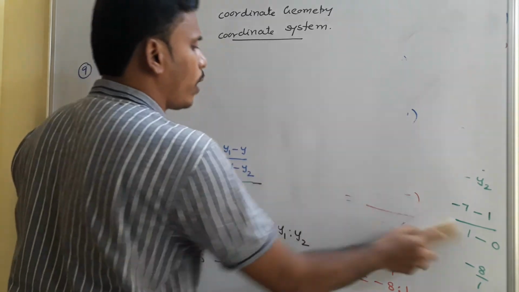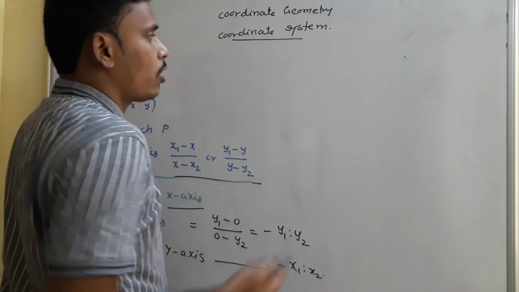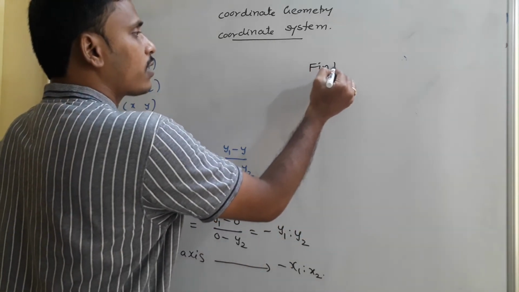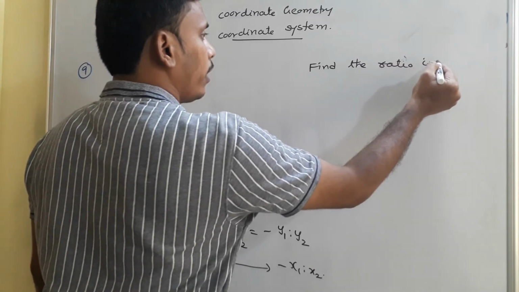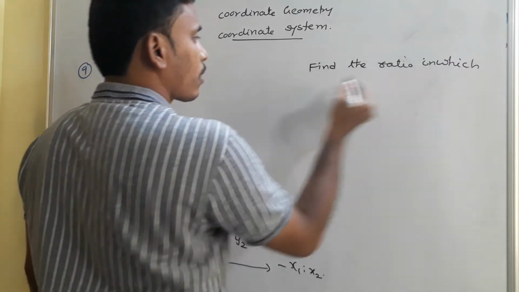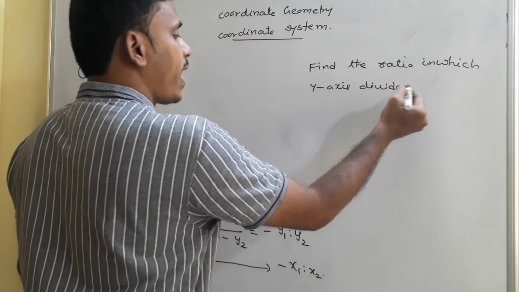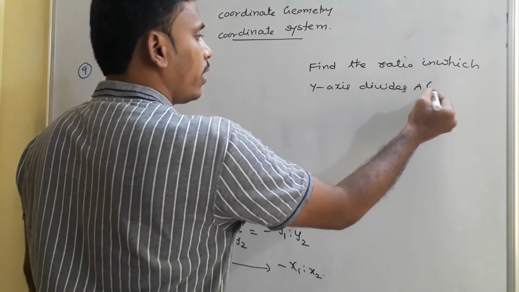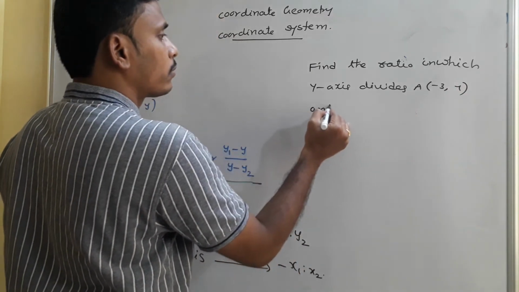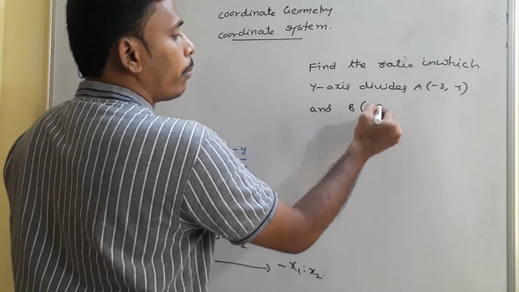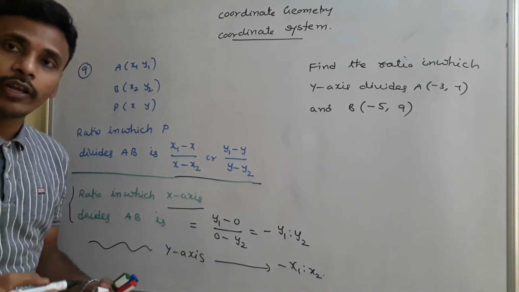Suppose again I will give you one example. Find the ratio in which the y-axis divides the line segment joining A (minus 3, 7) and B (minus 5, 9). Okay, the problem will be like this. Find the ratio in which the y-axis divides the line segment joining A and B.